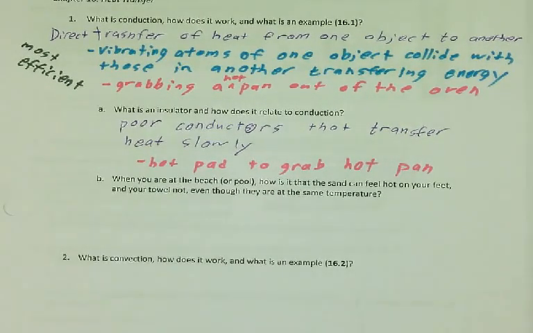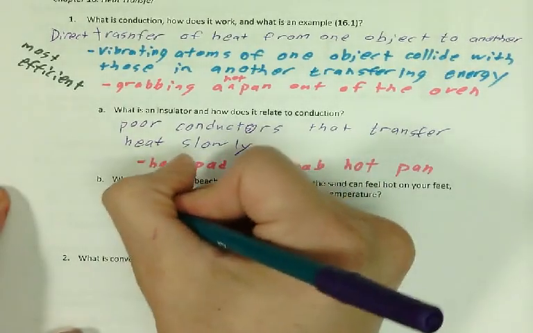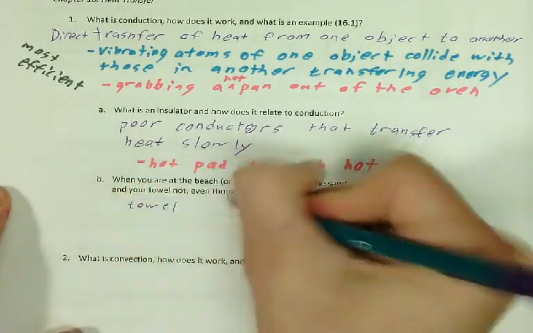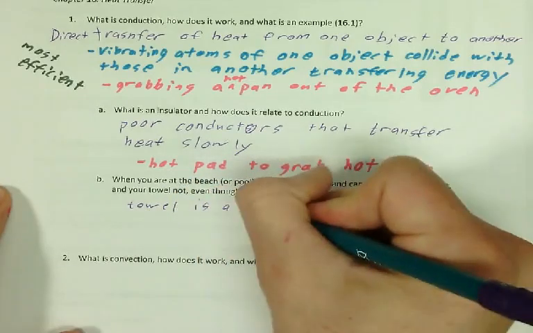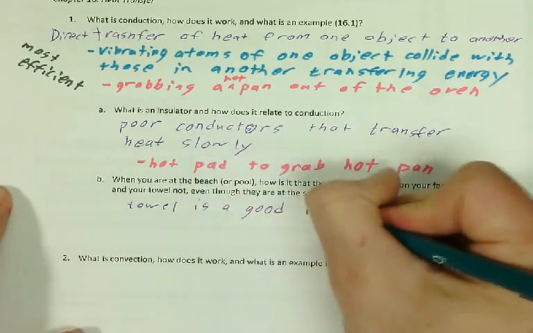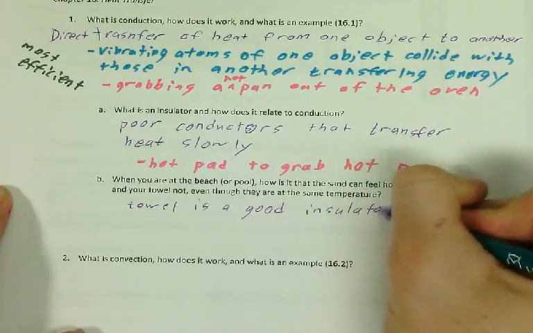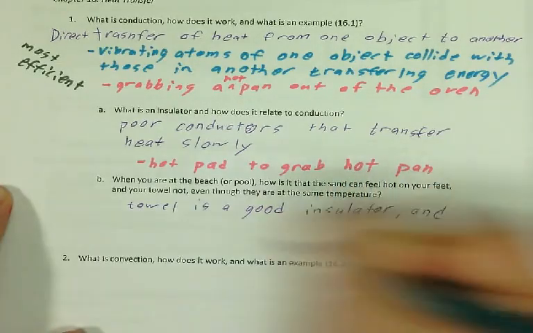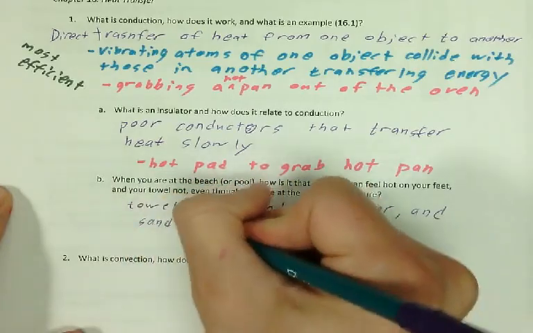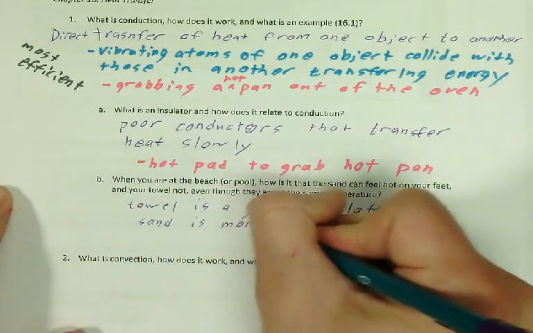B, you're at the beach or the pool. The sand feels hot. The towel doesn't, even though they're the same temperature. So you check the temperature of both. They're the exact same temperature. One feels hot, the other one doesn't. Zoe, what do you think? Why? Because the towel is an insulator where the sand is a conductor, so it transfers less heat. Yep. Towel is a good insulator, and sand is more conductive.